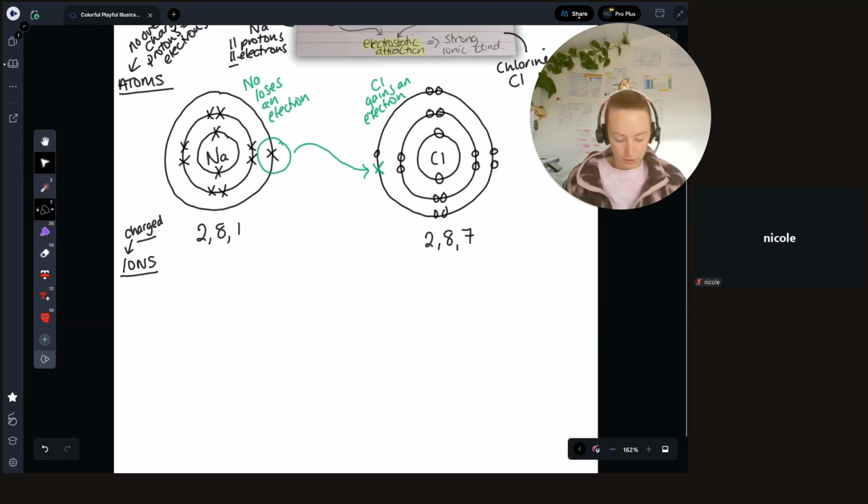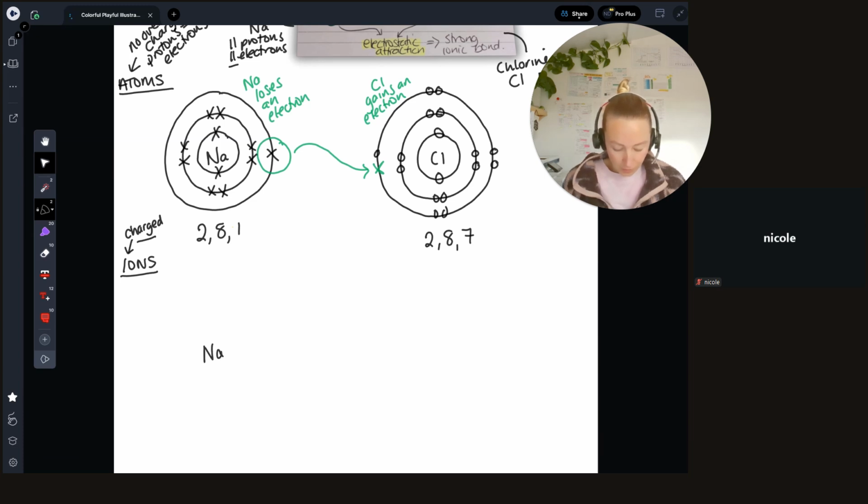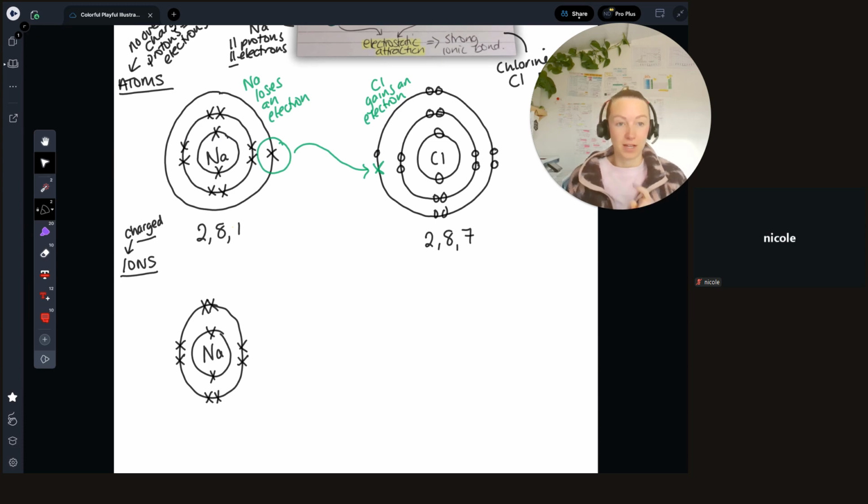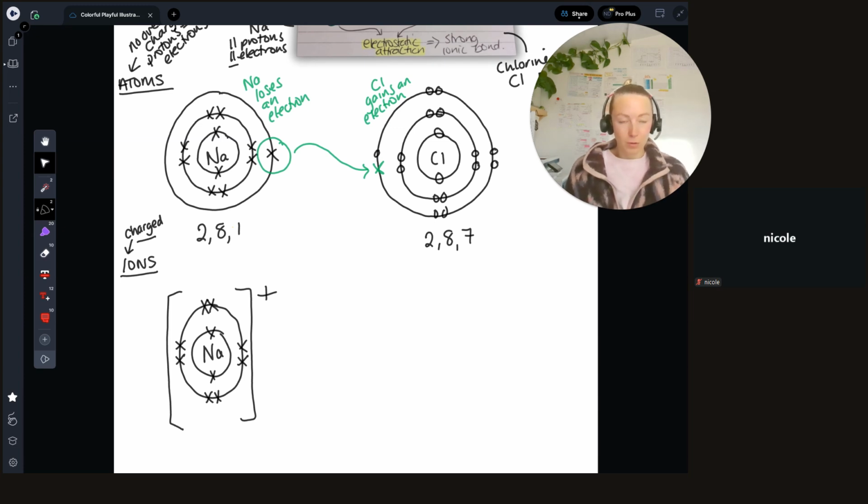So let's redraw this sodium as its ion. All we're going to do is redraw it now that it has lost that electron. It now has a full outer shell because it doesn't have that single electron on its outer shell, but it's got 10 electrons and 11 protons, which means it's got 1 more proton than electrons, which means it has a charge of +1 because protons have a charge of +1. If we've got 11 protons but only 10 electrons, we've got a proton left over, giving us this positive charge.